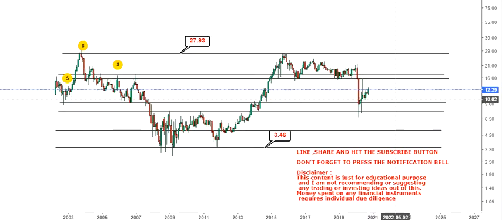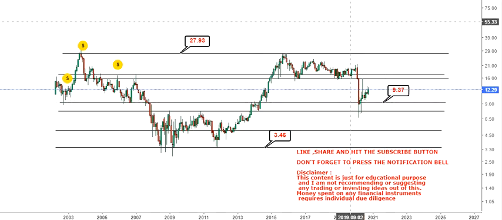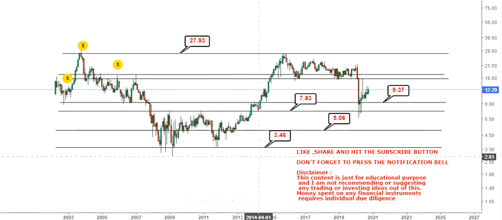Now looking at the current trend, there are lots of important support and resistance levels. You have your first support at 9.37, then your next support at 7.83, then support at 5.06, and simultaneously 3.46 on the downside.